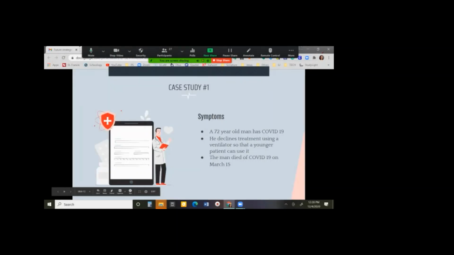In example number 1, we have a 72-year-old man who has COVID-19. He declines treatment using a ventilator so that a younger patient can use it. The man ended up dying of COVID-19 on March 15th. So what do you think? Given the Catholic principles of medical ethics, would that have been morally okay?